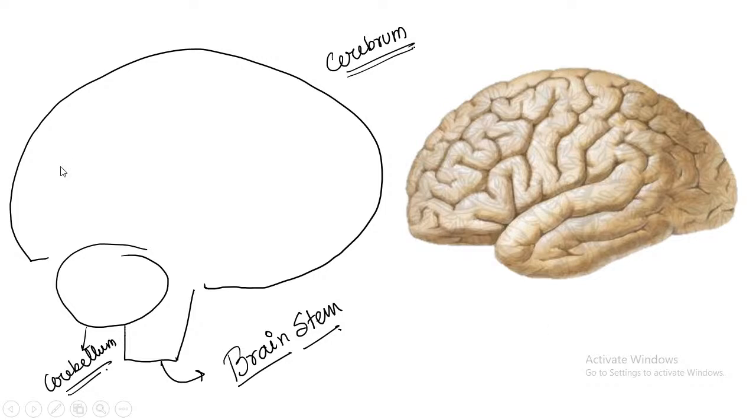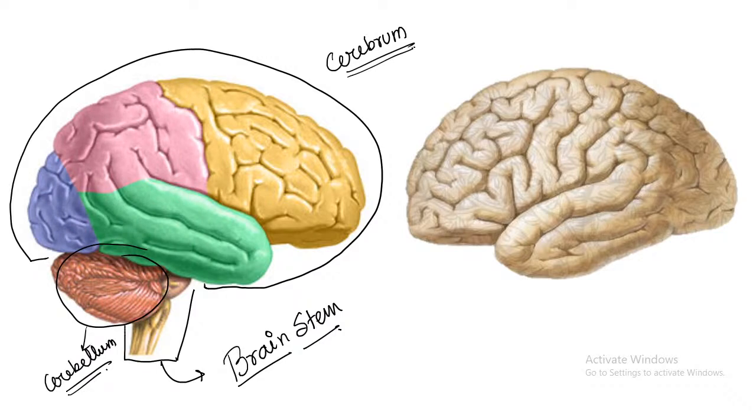Okay, so basically these are the basic parts of the brain, right? These are the basic parts of the brain that we were talking about. Now we will go a step further and we will focus more on the structure of the brain, right?